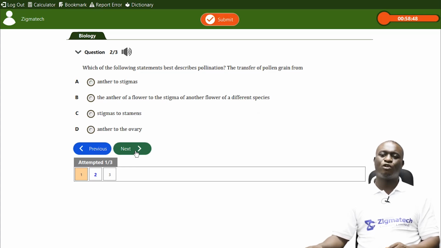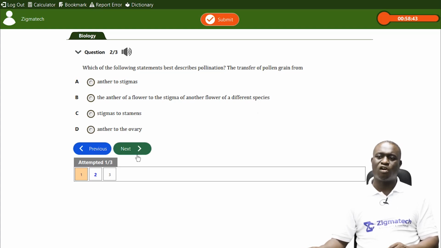Number 2, which of the following statements best describes pollination? We said pollination is the transfer of pollen grains from the anther to the stigma, A. B says from the anther of a flower to the stigma of another flower of a different species. C says from the stigma to the stamens, and D says from the anther to the ovary. The correct answer is the transfer of pollen grains from the anther to the stigma, all right? So A is the correct option. That best describes pollination.